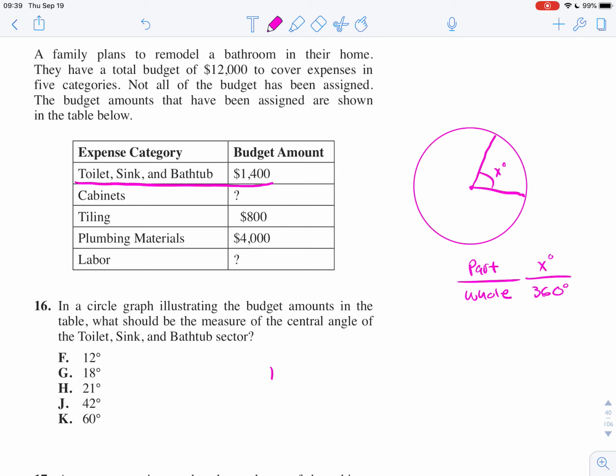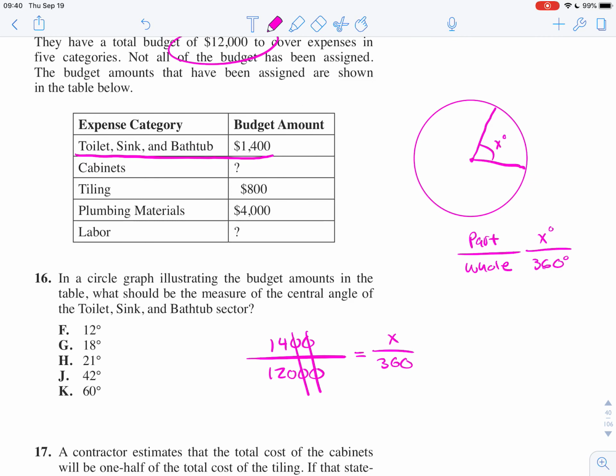So for example, our budget for the toilet, sink, and bathtub is $1,400, and we are told that there is a total budget of $12,000. So we can set up a proportion that that part to whole, 1,400 over 12,000, should be equal to the central angle out of 360. We can simplify a little bit, crossing out some zeros, and that would just make our math a little bit easier. So we have 14 over 120 is equal to x over 360.